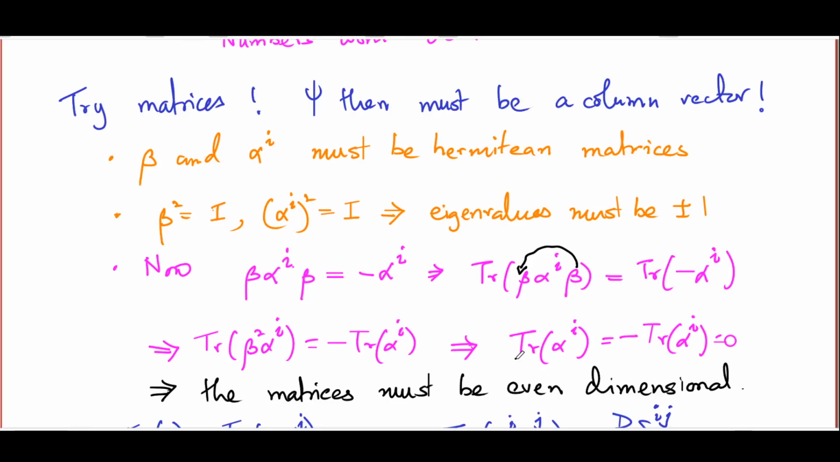But now, notice that if the trace is 0 of a matrix, and the eigenvalues are only plus 1 or minus 1, then among the eigenvalues you must have equal numbers of plus 1 and minus 1. Otherwise, you will not be able to get a 0 trace. Let me just remind you, trace of a matrix is the sum of its eigenvalues. And thus, the total number of eigenvalues must be even. So these matrices must be even dimensional matrices.